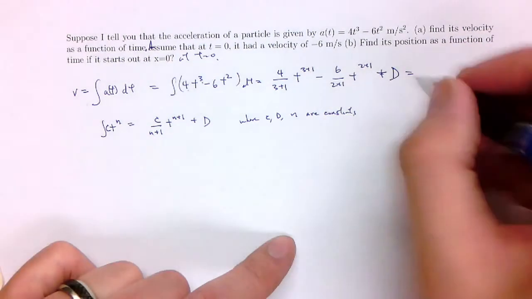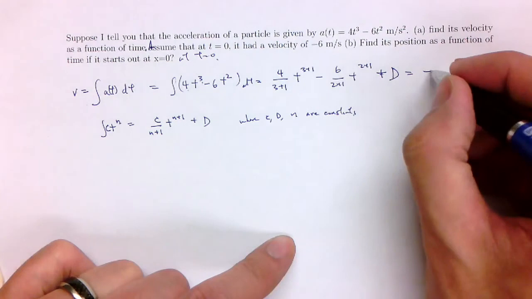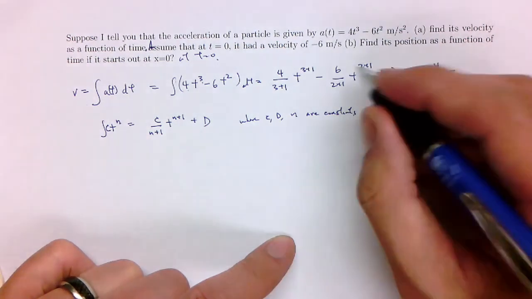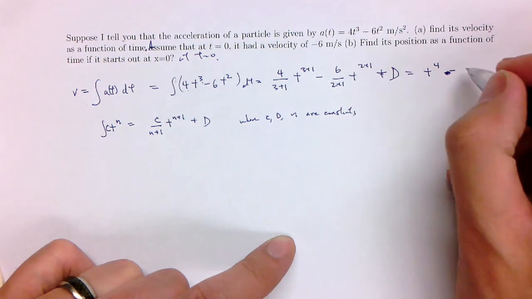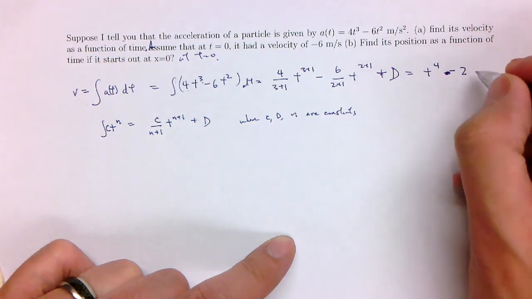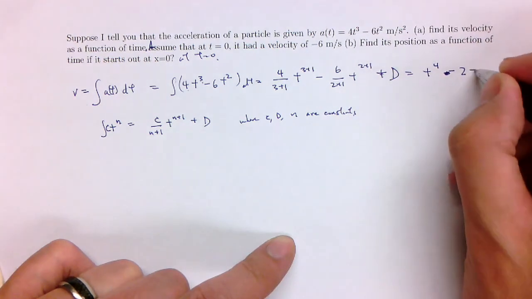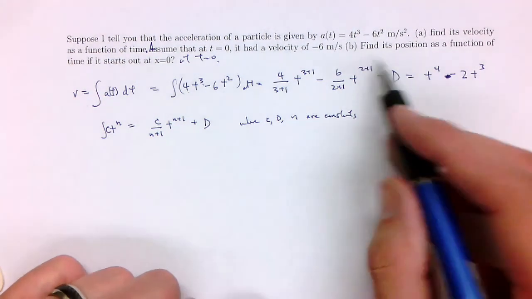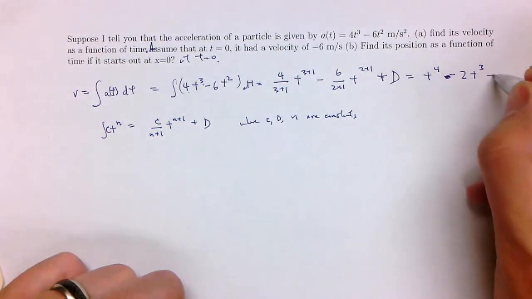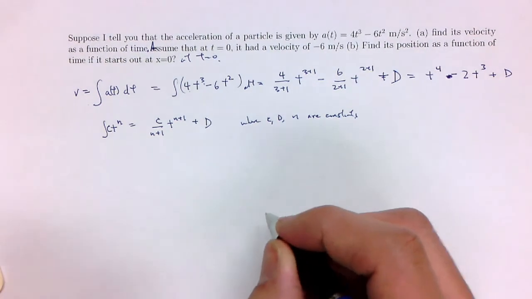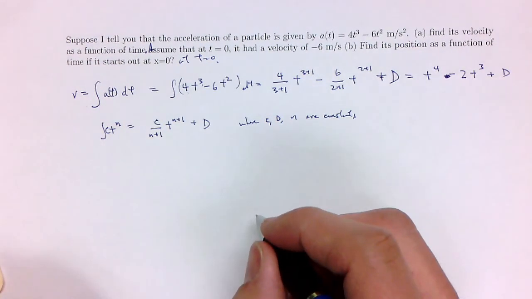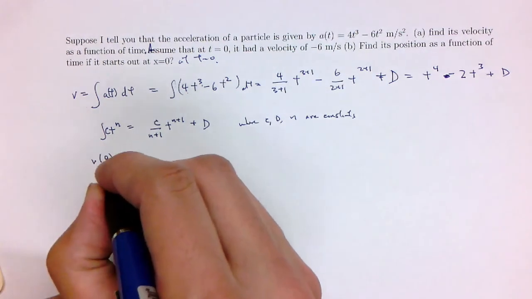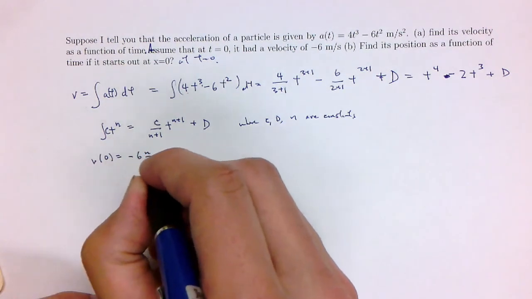So this is going to be equal to 4 over 4 is 1, that's t to the 4th, minus 6 divided by 3 is 2, t cubed. So that's very nice. Then that plus d. This is what's called an initial value problem, so you need to know the initial value. The initial value is that v at 0 is equal to minus 6 meters per second.